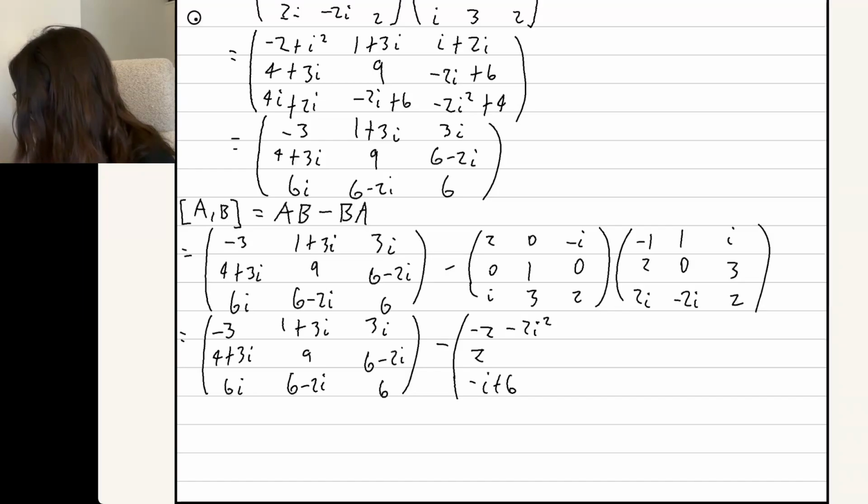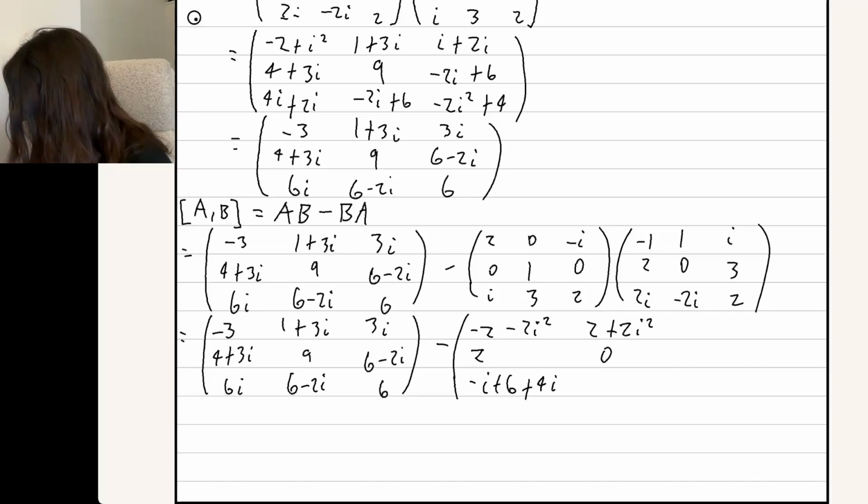2 times 2i is 4i. 2 times 1 is 2. 0 times 0 is 0. i times minus 2i, or minus i times minus 2i makes positive 2i squared. This whole thing is 0. Then i times 1 is going to be just i. 3 times 0 is 0. 2 minus 2i is just minus 4i.